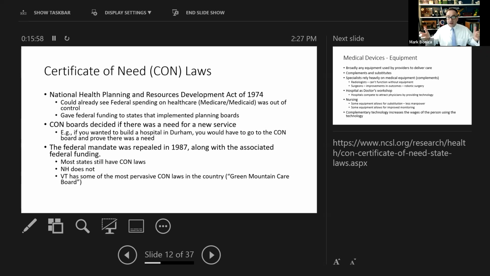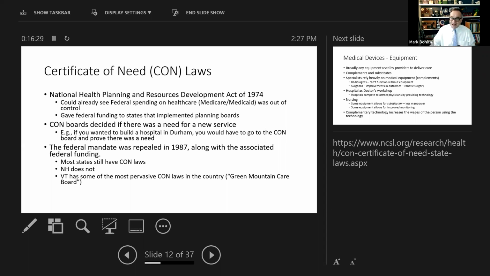research together showing that there was a need in the community for an additional hospital, because we've already got one in Dover, we've got one in Portsmouth, we've got one in Rochester, we've got one in Exeter, right? And so I would have had to prove that the existing 4 hospitals within a 20 to 30 minute drive of us aren't enough. I think there's a need to have another hospital. So I would have to go to the CON board to make that argument.